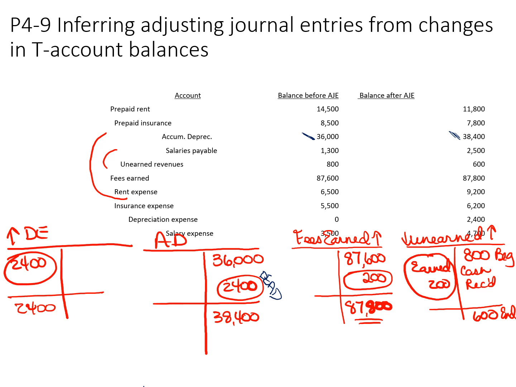If I look at the unearned revenue account, beforehand it was $800 and afterwards it was $600. So something must have been earned. Well, if I look at the fees earned account, the revenue account, before it was $87,600 and afterwards it was $87,800. So same amount. We must have had an adjusting journal entry to recognize the amount of unearned revenue that has been earned.